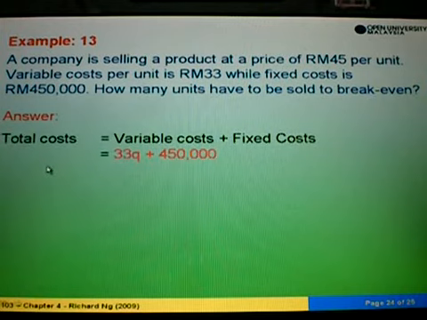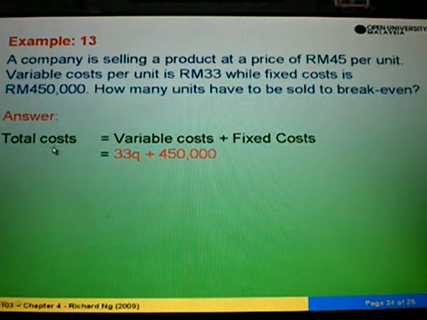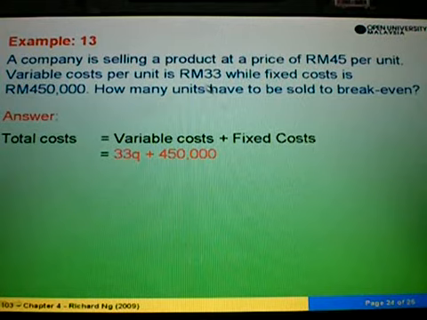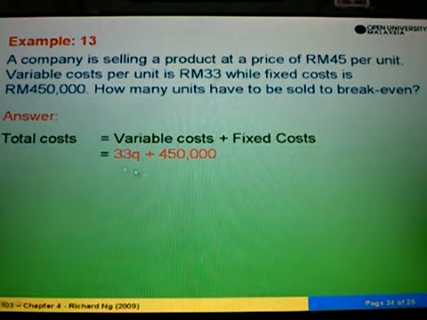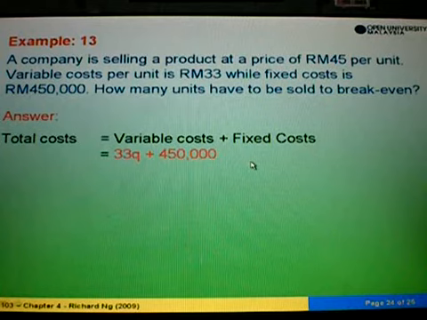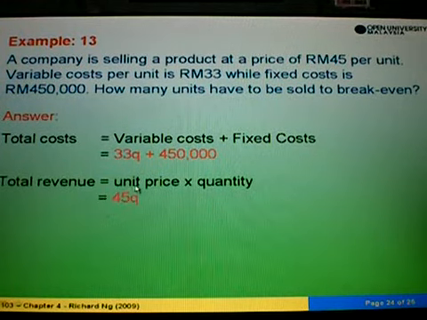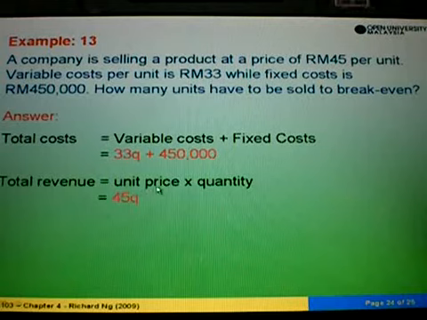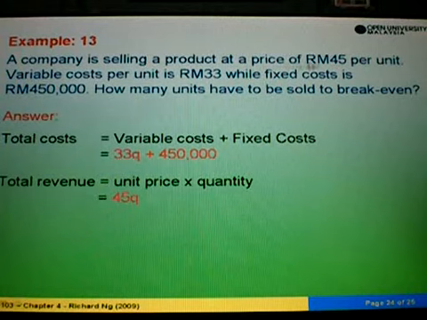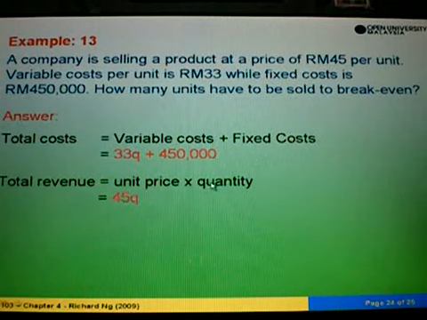First of all, we find the total cost. Remember, total cost equals variable cost plus fixed cost. The variable cost is 33 ringgit per unit, so 33 times Q to get the total variable cost, plus fixed cost 450,000. Next, revenue equals unit selling price times quantity. We are told that the company is selling a product at a price of 45 ringgit per unit, so the selling price per unit is 45 times the quantity, that will give us 45Q.